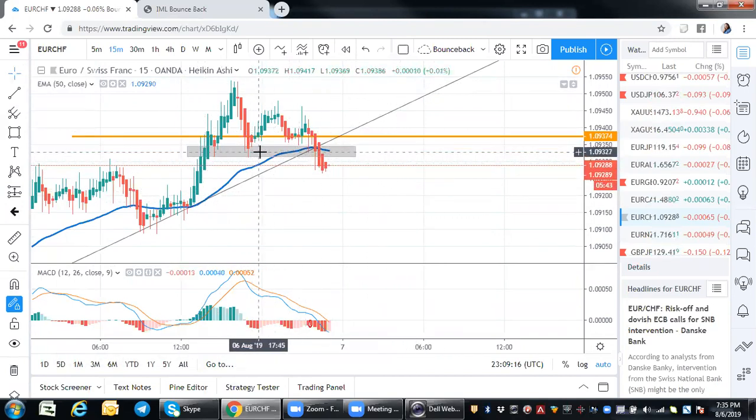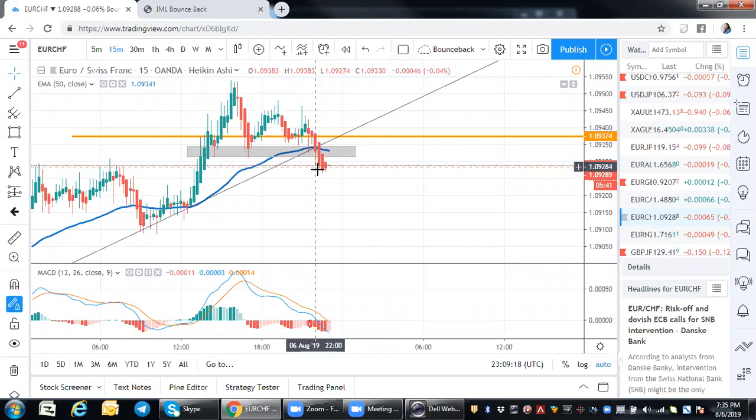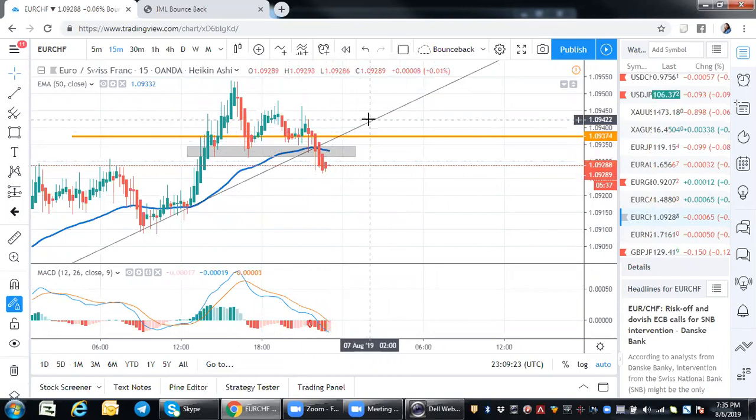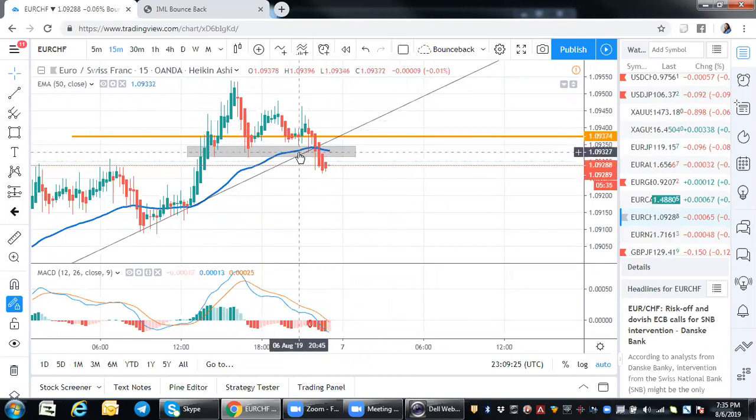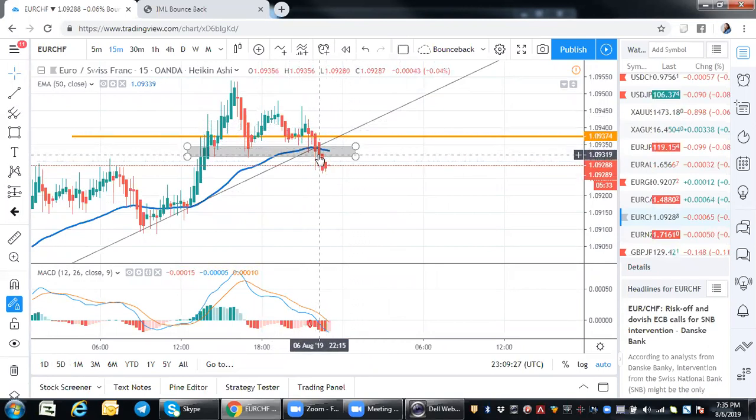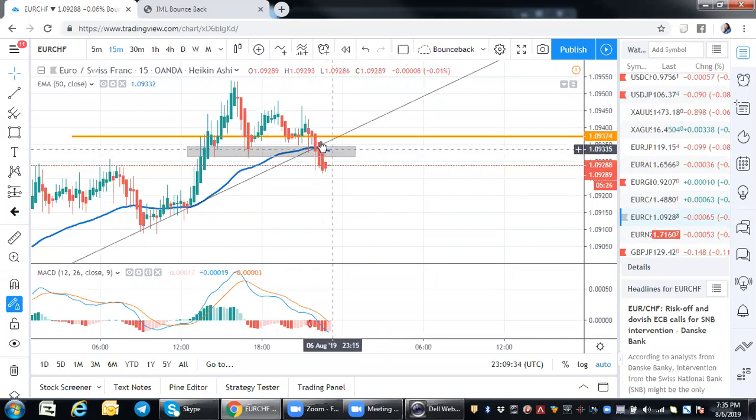So that's my support. So this candle here would have been my confirmation that the trade not only broke my trend line, not only broke my 50 moving average, but also broke my structure. Right? So you have that. You definitely have that. Right?